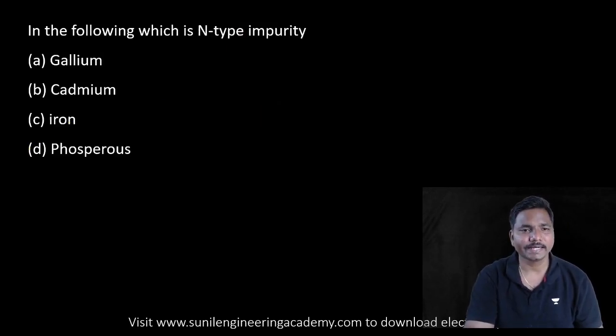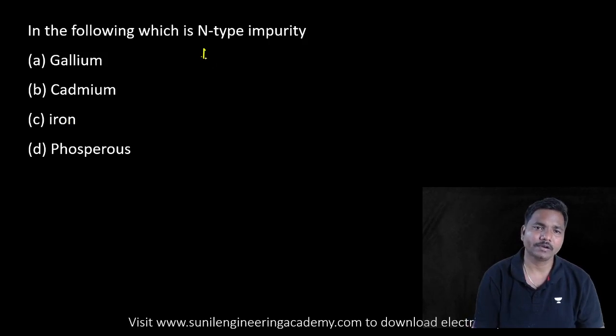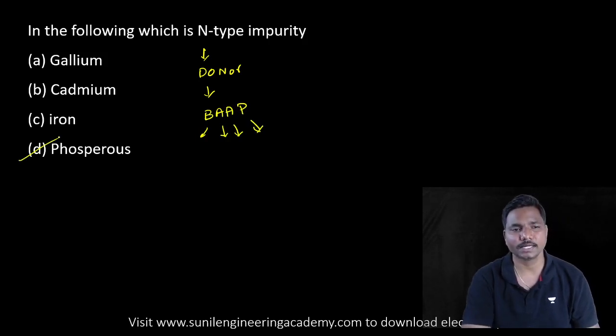In the following, which is an N type impurity? N type, N for donor. Who donates the free electron? Okay, bismuth, antimony, arsenic, phosphorus. Phosphorus is there, so we can give the answer as phosphorus.